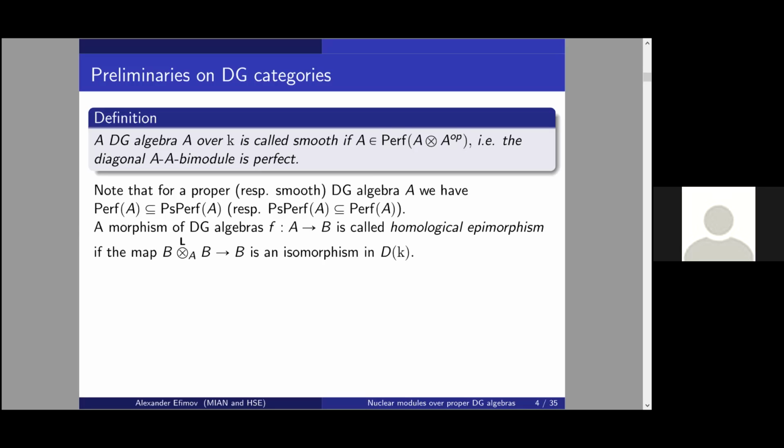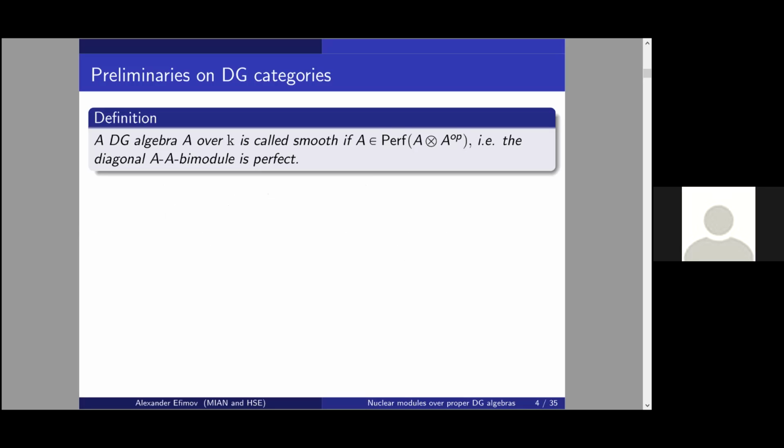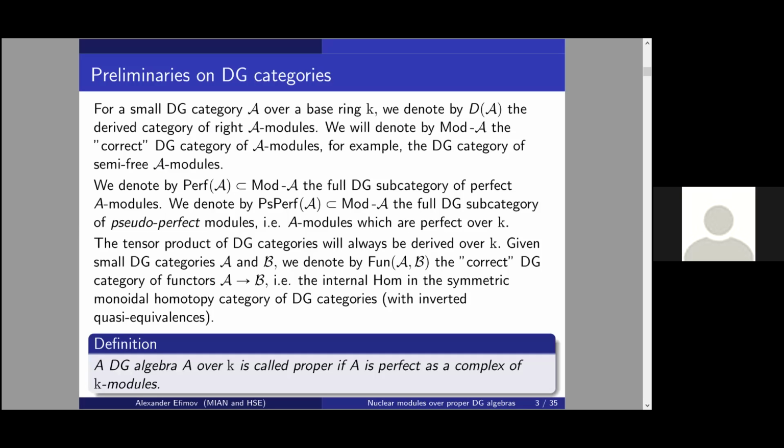Now, another notion which will be important for us is a certain weakening of... I'm sorry, what is the meaning of the word pseudo-perfect? It was on the previous page. It means perfect over the base ring. It's terminology due to Toën. I don't know if it's optimal, but it's just perfect over the base ring. And you can think of them as functors from A opposite to perfect complexes over k.